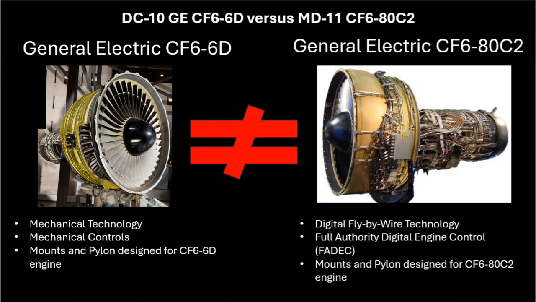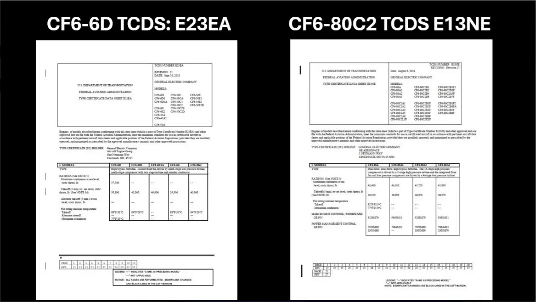Another similarity the DC-10 and MD-11 do not share is the engines that power them, specifically the General Electric engines. The American 191 aircraft was a DC-10-10 with GE CF6-6D engines, D as in Delta. The MD-11 in the UPS 2976 accident had the GE CF6-80C2 engine. The TCDSs for the engines are listed under the General Electric Company. The TCDS for the CF6-6D engine is under E23EA for American 191's engine, while the TCDS for the CF6-80C2 engine is different. It is under E13NE for UPS 2976's engines.